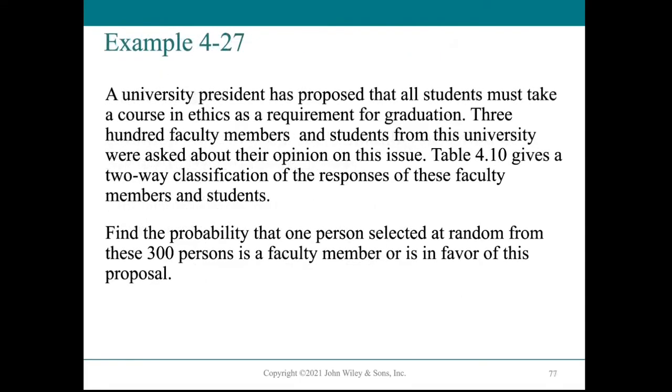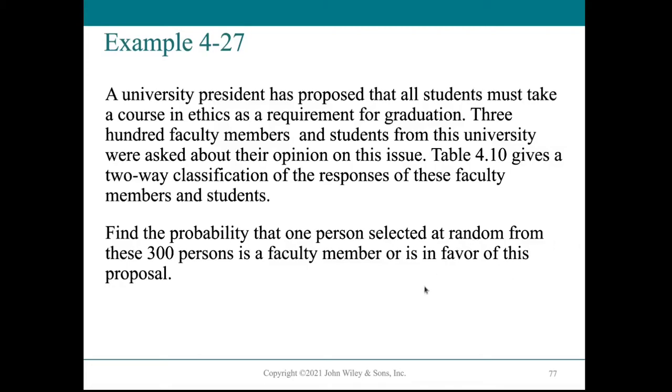So, for example here, the university president has proposed that all students must take a course in ethics as a requirement for graduation. 300 faculty members and students from this university were asked about their opinion on this issue. So we have a table in the next slide, which is a two-way classification of the responses of these faculty members and students. So what's the probability that one person selected at random from these 300 people is a faculty member or is in favor of this proposal?